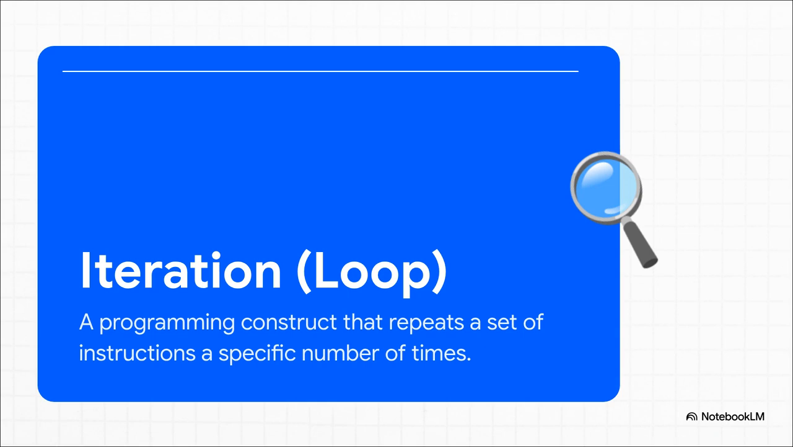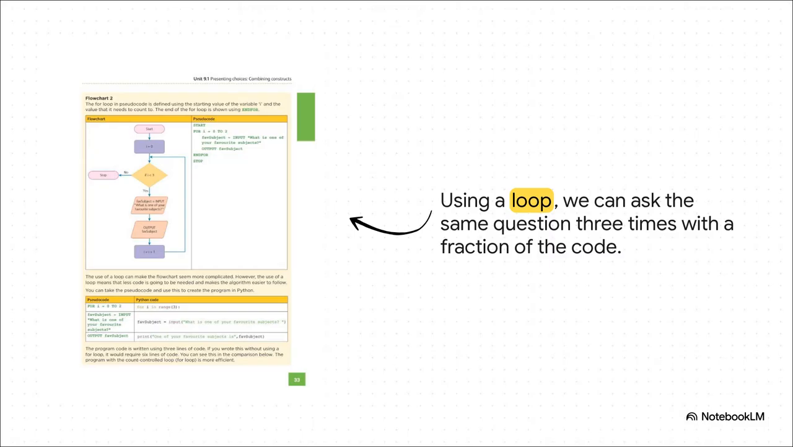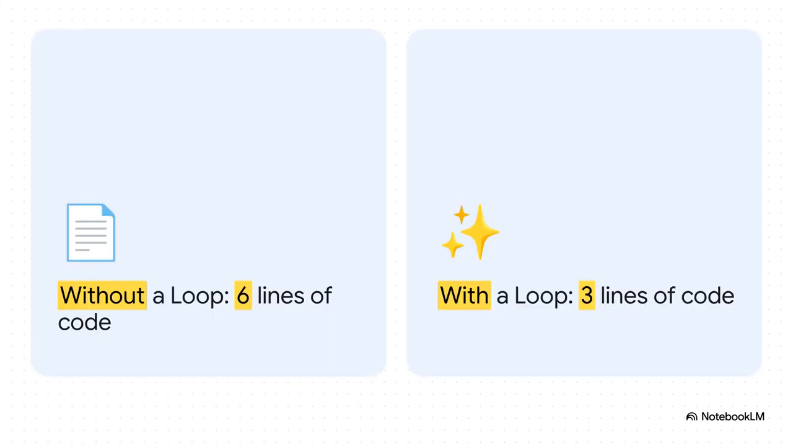It's called iteration, but you'll almost always just hear it called a loop. A loop tells the computer to repeat a set of instructions so you don't have to. Now look at this. This is the smart way to do it. This flowchart does the exact same thing as the last one, but it uses a loop. It just asks the question, checks if it's done it 3 times yet, and if not, it just loops back. It's so much cleaner.